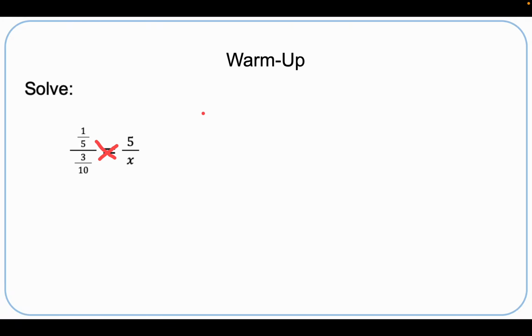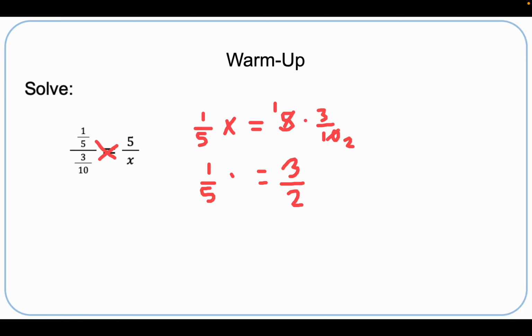So this would look like 1/5 times x equals 5 times 3/10. And then when we do that, we can do some cancellation here. We can factor out a 5 from these. And then we'll get 3/2. And our 1/5 times x stays the same here.